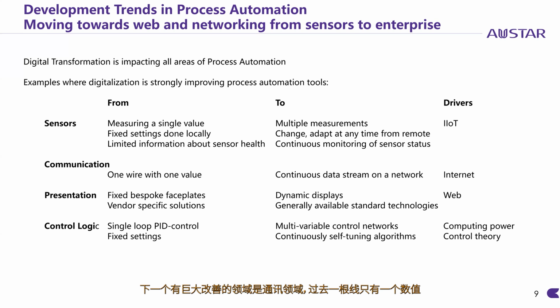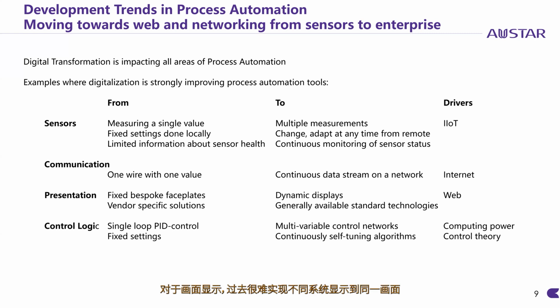Next area where we have big improvements is communication. Before we had one wire with one value that carried a certain current or voltage. Today, this wire is a network, and not just one value is coming, but a whole stream of data. So it's obvious that the internet is driving this.